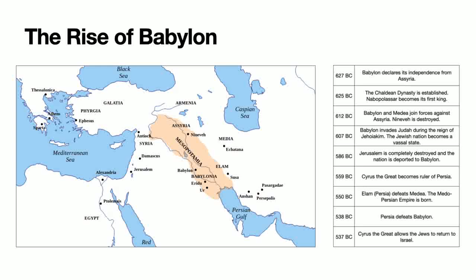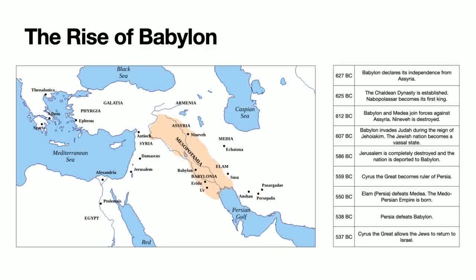So if you're not following all the specifics, that's okay. Just hold off until the next lesson. Now in 538 BC, Persia defeats Babylon, and this is critical to this lesson. We're going to see both how Babylon rises as an empire and how it falls as an empire.